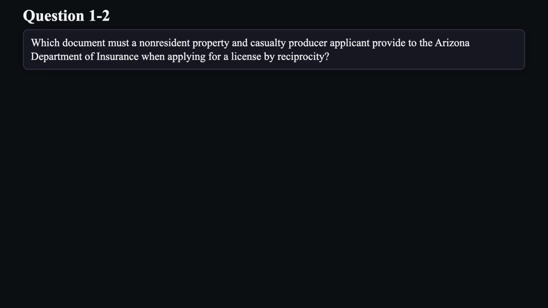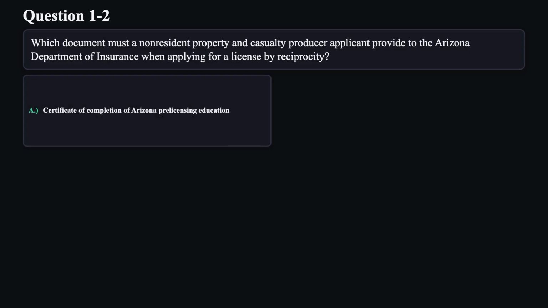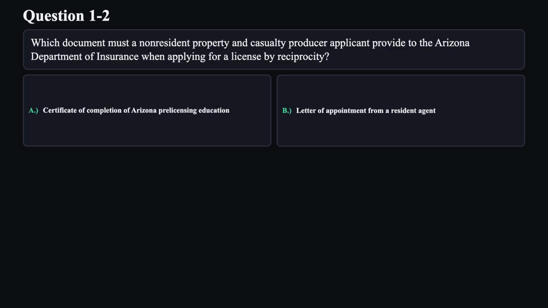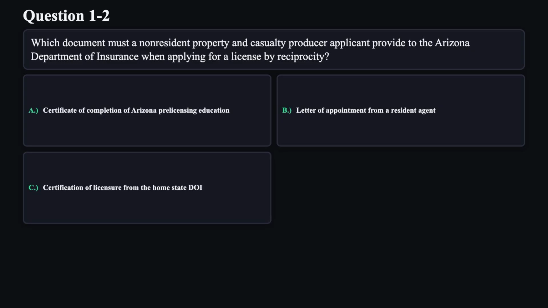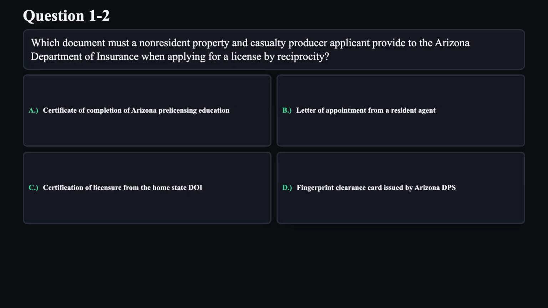Question 2. Which document must a non-resident property and casualty producer applicant provide to the Arizona Department of Insurance when applying for a license by reciprocity? A. Certificate of Completion of Arizona Pre-Licensing Education. B. Letter of appointment from a resident agent. C. Certification of licensure from the home state DOI. D. Fingerprint clearance card issued by Arizona DPS.